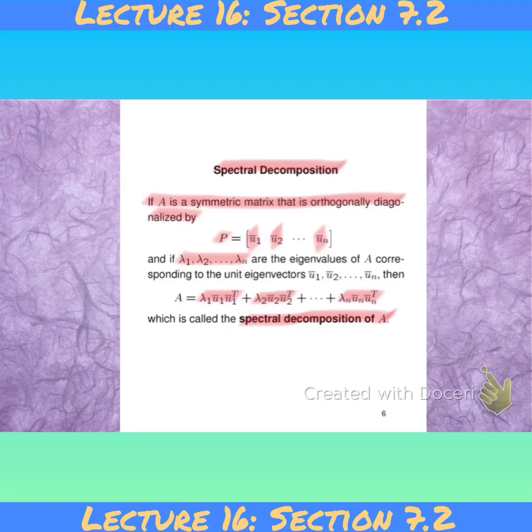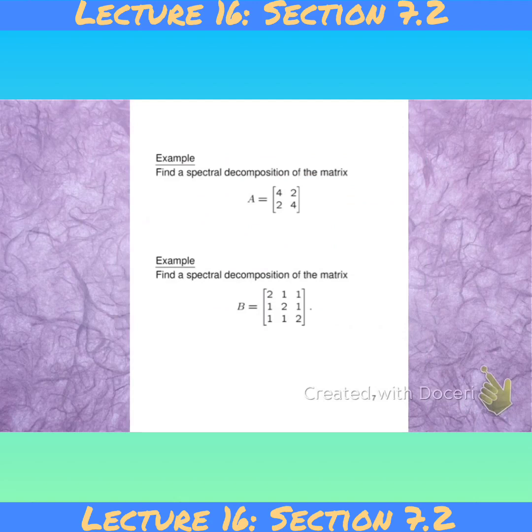Right, so look at this example here. They ask us to find the spectral decomposition of these two matrices. We already calculated for both these matrices in the previous example. We calculated the eigenvalues and the matrices P that form part of diagonalizing them. Alright, so this is a straightforward example to do. Let's look at A, the first one.